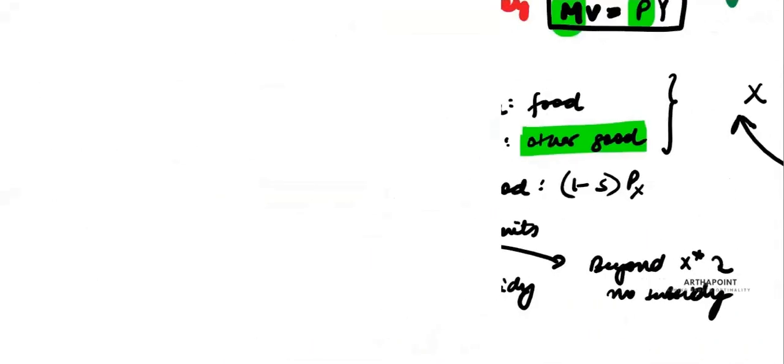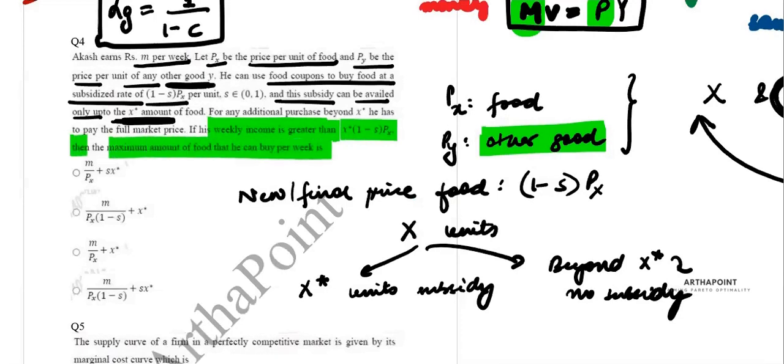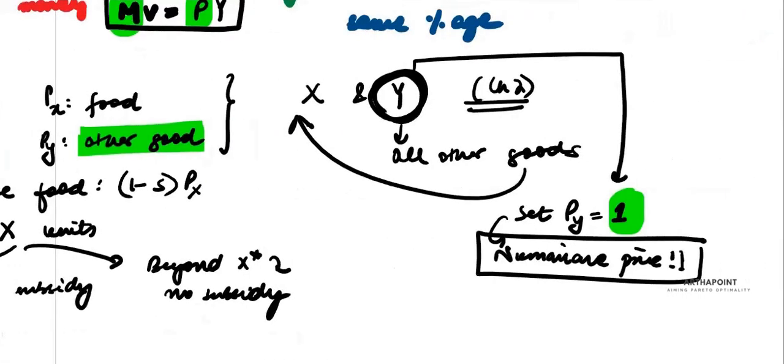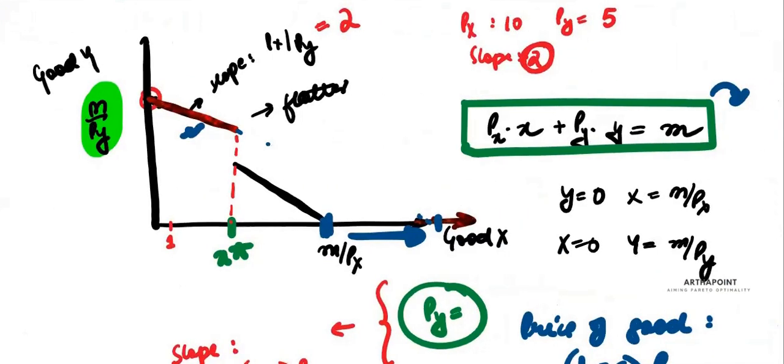Okay. Now let's read the question. It says if his weekly income is greater than X star into (1 minus S) PX, then the maximum amount of food he can buy. Maximum amount. So maximum amount of food means he's spending his entire income on food. That is when he's going to consume the maximum amount, right? So let's see what will happen if he spends his entire income on food.